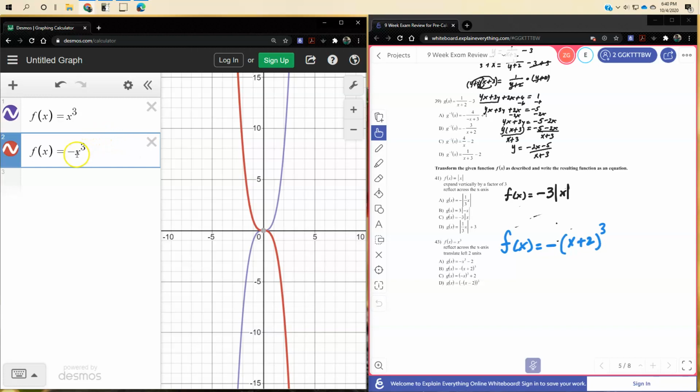And so look what I'm going to do. I'm going to go ahead and write parentheses here, and I'm going to go ahead and add 2 units. And you notice the red function is 2 units to the left. And that's what they wanted. So the answer to this will be B. And the answer for 41 was B also.